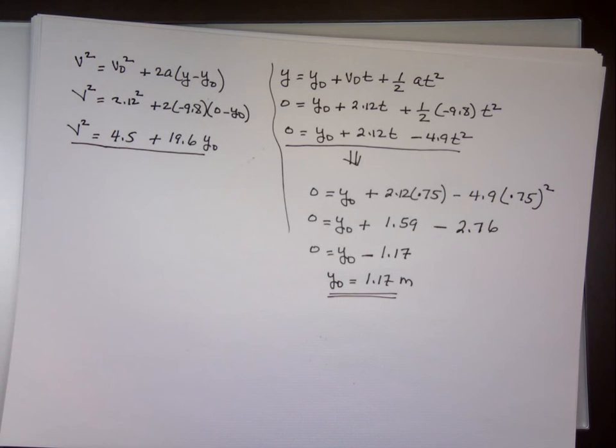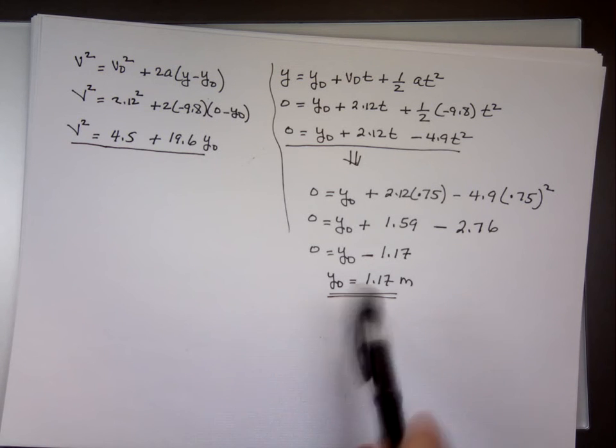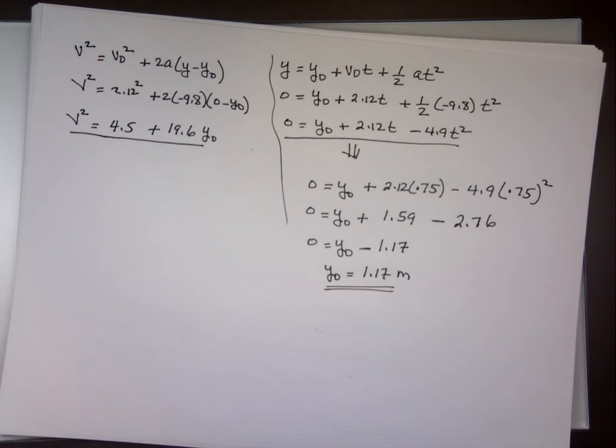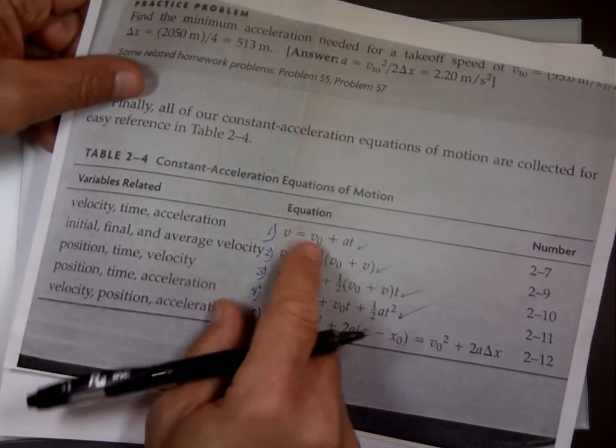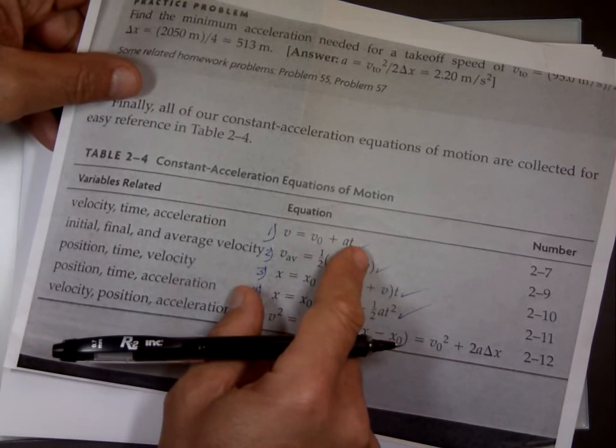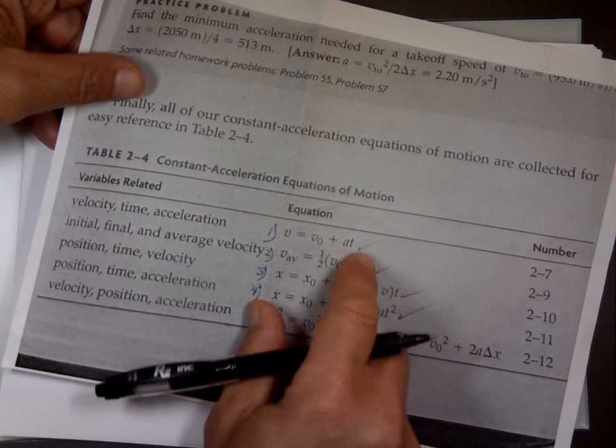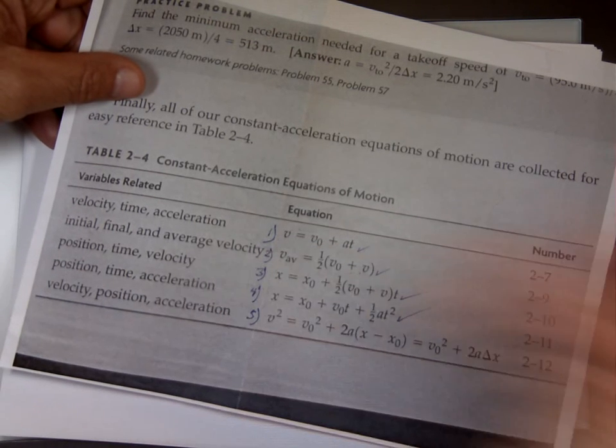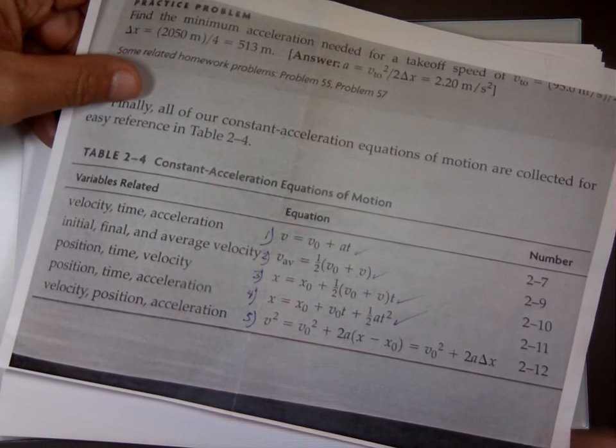So if I gave you the time, then I could have found all the questions, any question. I can find the velocity once I know y sub 0. Or I could use the top equation, v equals v0 plus at. You know the acceleration, you know the time, you know the initial velocity, you can find the final velocity. So if the time was given to us in that example initially, it would have been a piece of cake.